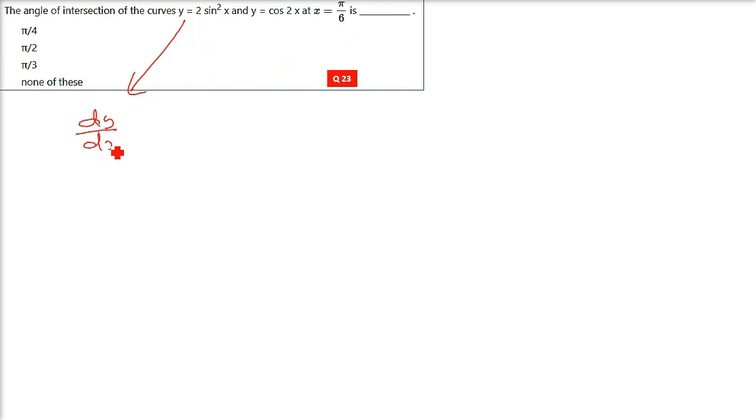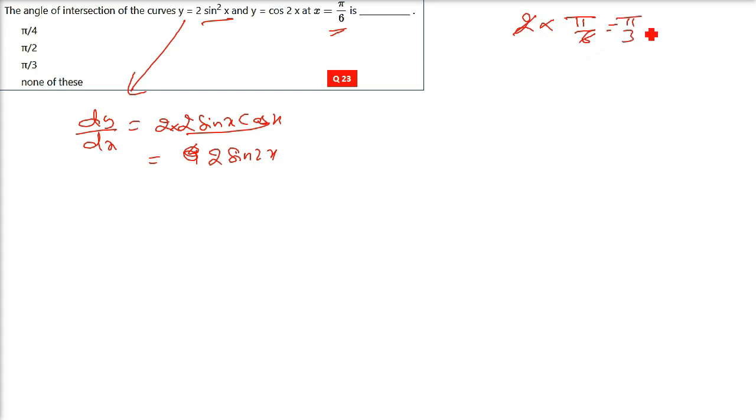First find out the m1, or dy by dx, or slope of the first curve. I am just differentiating it. Sin square x will be 2 sin x cos x. So you will get this as this because the second one is y equals cos 2x. That is why we will not write it as 4 sin x cos x, rather we will take 2 sin x cos x as sin 2x. It will be 2 sin 2x, and x is equal to pi by 6. So when you multiply 2 with pi by 6, it is going to be pi by 3. So 2 sin 60 degrees. 2 sin 60 degrees is what? It's root 3 by 2, so root 3 will come. Dy by dx is root 3.